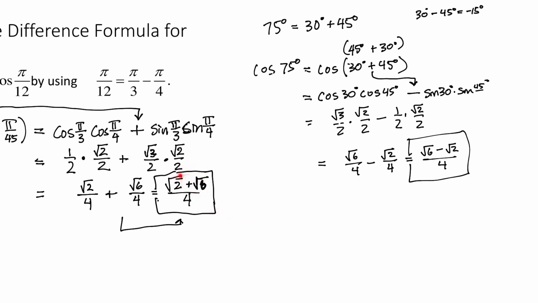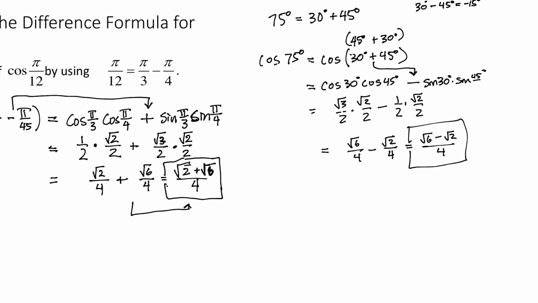And here, same thing. Cosine of both of these angles is positive. They're both in the first quadrant, 15 degrees and 75 degrees. So cosine is positive in the first quadrant. Both of these are giving us positive results.